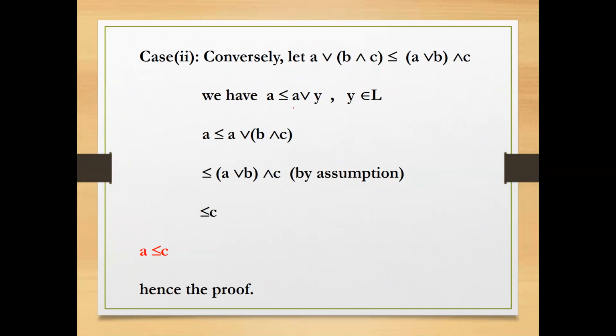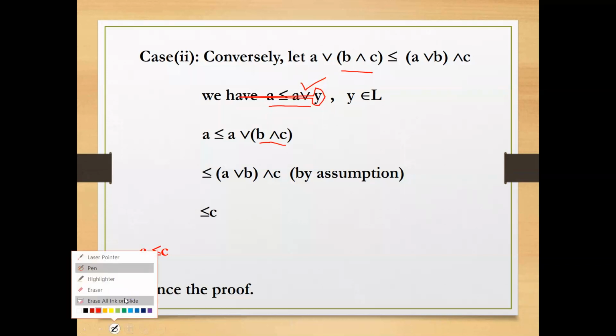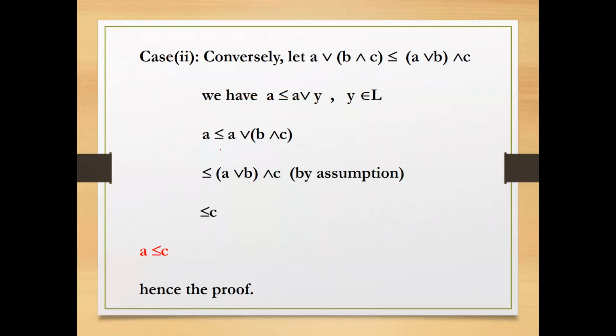For this, we have A less than or equal to A join y. It is a true relation: every element is less than or equal to the join. So A less than or equal to A join y by theorem number 1, and take the value of y equal to B meet C, because on the left hand side we have A join B meet C.